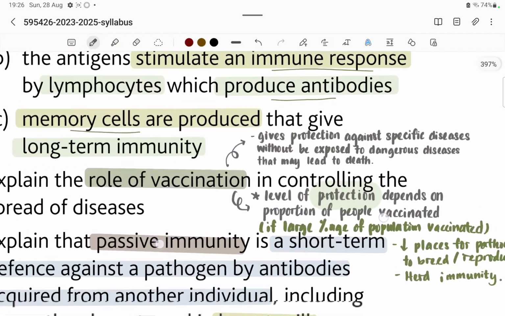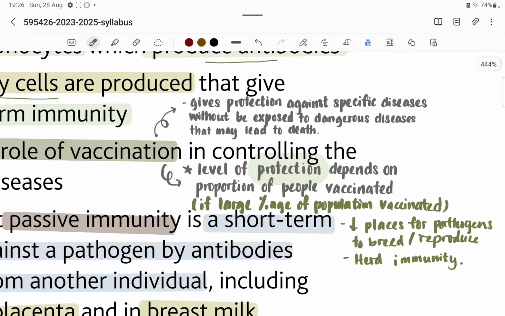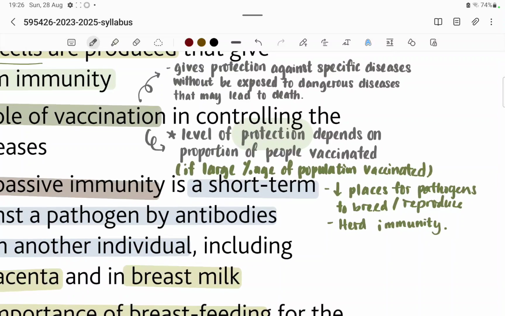Role of vaccination. Okay, this one you have to write related to herd immunity also. Vaccination will give protection against a specific disease without exposing you to the dangerous disease, because some diseases might be fatal, might lead to death. The level of protection depends on the proportion of the people vaccinated. So if a large percentage of the population is vaccinated, this will decrease the places for pathogens to reproduce in that area. So herd immunity is formed.